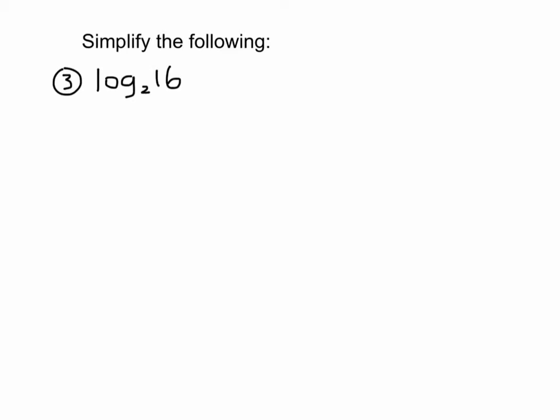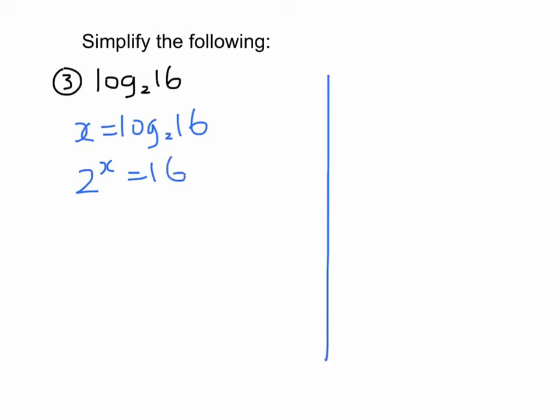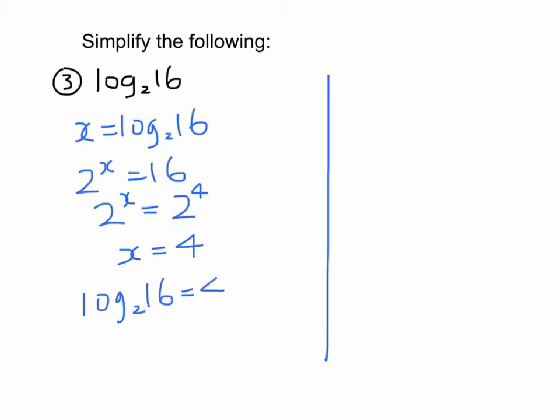Okay, again we've got a couple of methods. The x method is to say x equals log to the base 2 of 16, which means you kick the 2 across here as a base, making that a power. So we have 2 to the power of x equals 16, and then you can rewrite 16 as 2 to the power of 4. And now we can notice that the bases are the same, so that we can equate the indices. So therefore x equals 4.